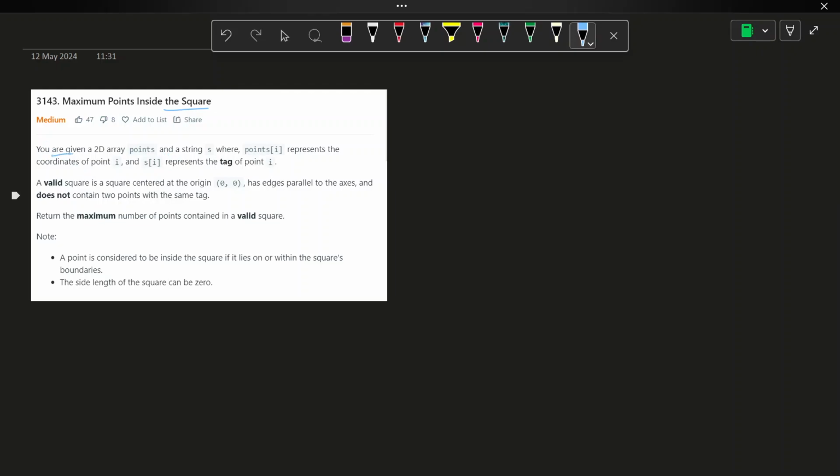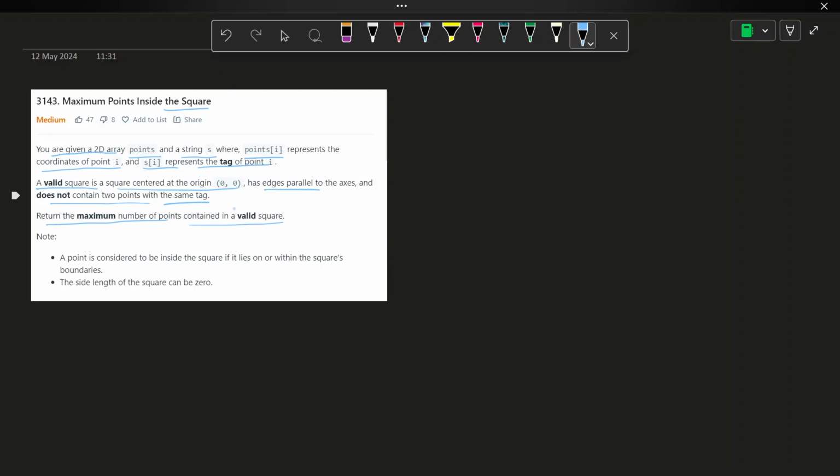The problem statement is: you are given a 2D array points and a string s, where points[i] represents the coordinates of point i and s[i] represents the tag of point i. A valid square is a square centered at the origin (0, 0), has edges parallel to the axis, and does not contain any two points with the same tag. Return the maximum number of points contained in a valid square.